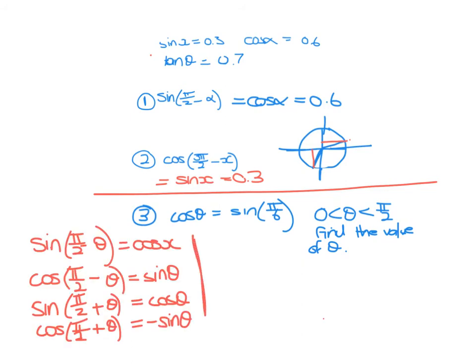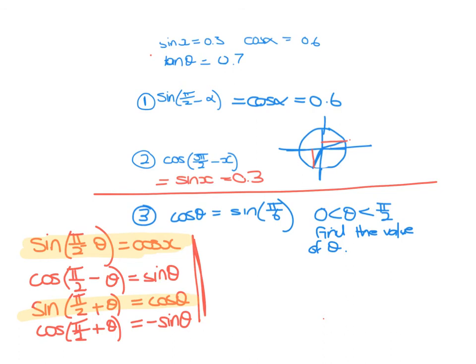And if we look at them over here, we've got, well, sine of pi on 2 take theta equals cos x. We've got cos equals something. So let's pick all the cos equals something. We've got two options then. We've got this one and we've got this one. Okay, they're the two cos equals something. And we've got to go, well, is it actually equaling sine of pi on 2 take theta or sine of pi on 2 plus theta?